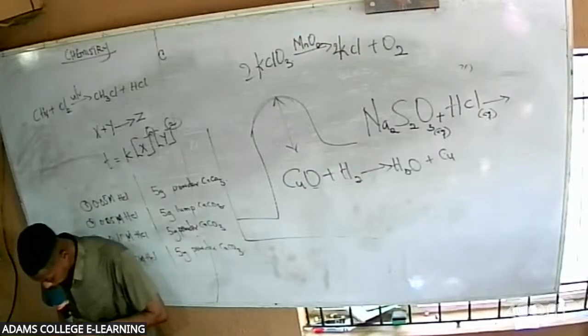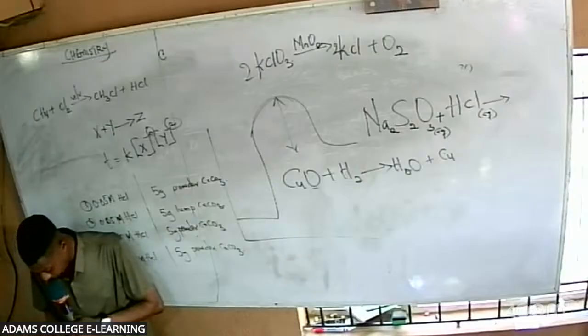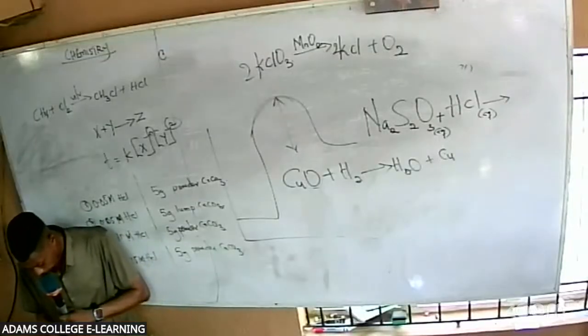So that's this question. Sulfur exists in 6 forms in the solid state.